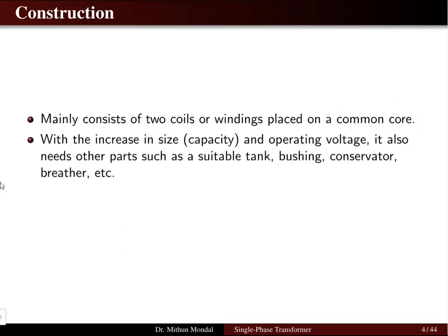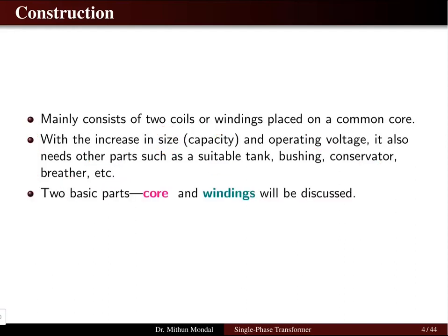Now the transformer may vary in terms of its size, which is the capacity, and the operating voltage, and it may also need other parts such as a suitable tank, the bushing, the conservator, the breather, etc. So a lot of different equipment or devices are involved which form part of a transformer depending upon its size and its operating voltage.